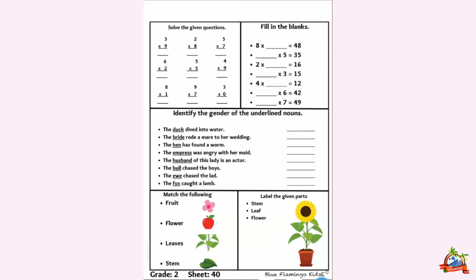9 ones are 9. 9 twos are 18. 9 threes are 27. 9 fours are 36. 9 fives are 45. 9 sixes are 54. 9 sevens are 63. 9 eights are 72. 9 nines are 81. 9 tens are 90. So we have read tables from 2 to 9.